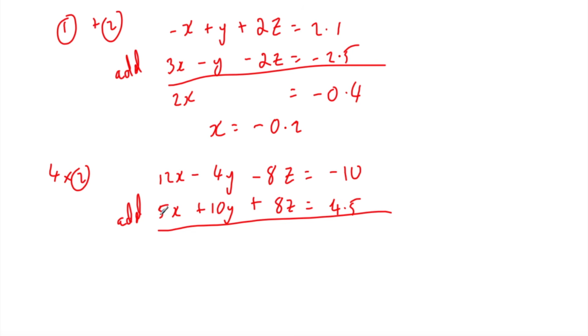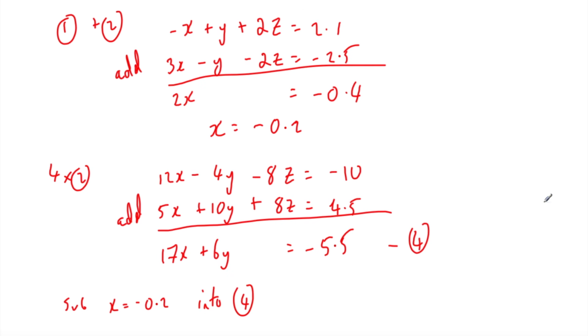So 12x plus 5x, that's equal to 17x. Next, minus 4y plus 10y, that's equal to 6y, so plus 6y. And then minus 8z plus 8z, they cancel out, that's equal to 0. And then we've got minus 10 plus 4.5, that's going to be minus 5.5. Now let's substitute in our value for x equal to minus 0.2. Let's actually number that equation 4. So let's substitute x equals minus 0.2 into equation 4 and see what we get.